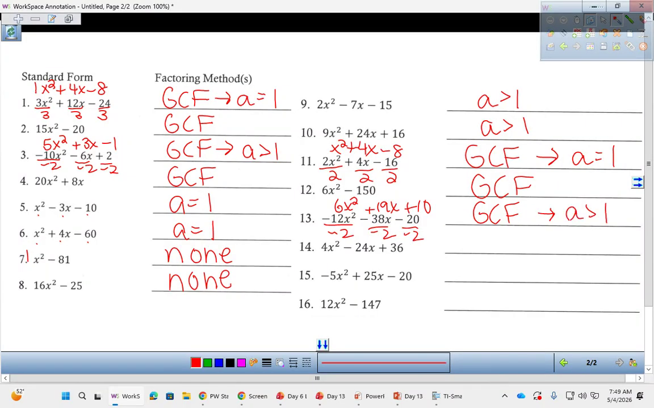What about number 14? Can I divide anything out of number 14? Is there a common factor between 4, 24, and 36? They're all even, so there definitely is. Okay, so this is a GCF. Now, the common factor is a 4, if you actually check it. And so that means it's going to end up as x squared minus 6x plus 9. A equals 1.